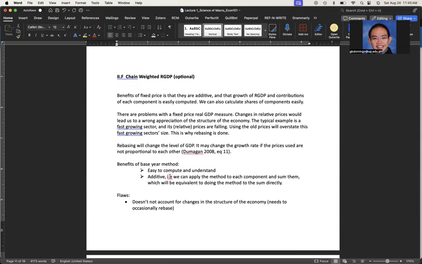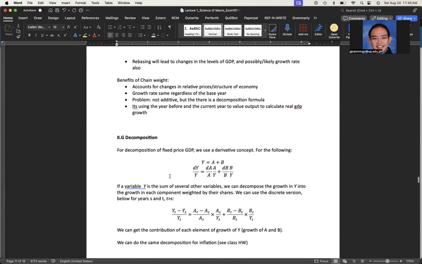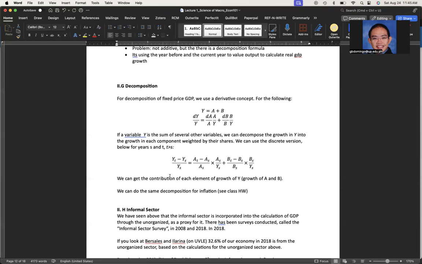All right, so that ends our discussion on real GDP and chain weight. And the second to the last topic on GDP is something called a decomposition. Whenever you have a fixed price real GDP, you are able to use this decomposition method, wherein decomposition means you're able to decompose the growth in real GDP into its parts.